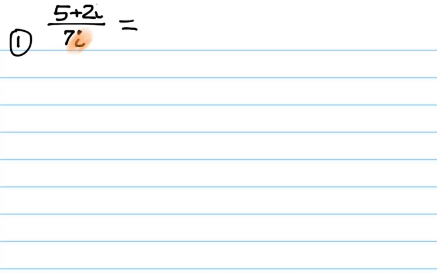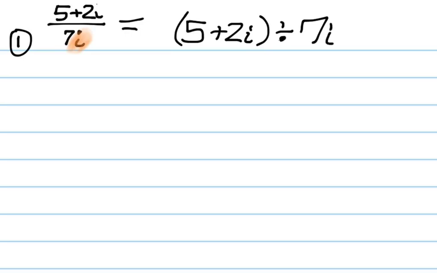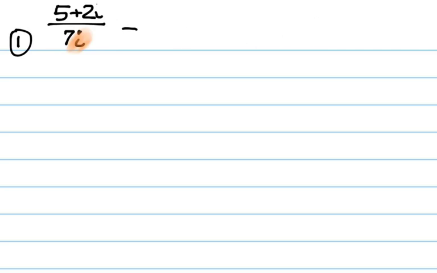This is the equivalent of division when you're working with complex numbers. The other way I could have written this was (5 plus 2i) divided by 7i. Instead of doing the division like normal, you work with fractions and simplify the denominator by multiplying by 1 over 1. In this case, the 1 over 1 we're going to multiply by is i over i, as it doesn't change anything. That's just 1, excuse me.